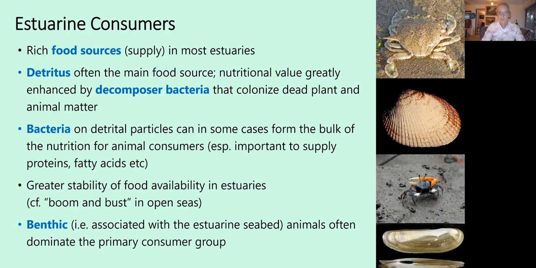So often we actually then talk about the bacteria and the detrital particles which form part of the animal nutrition. But ultimately, those bacteria get the carbon as well from rotting stuff. So you might recall the term benthic, and this is basically the term when we talk about stuff associated with or happening on the seafloor.